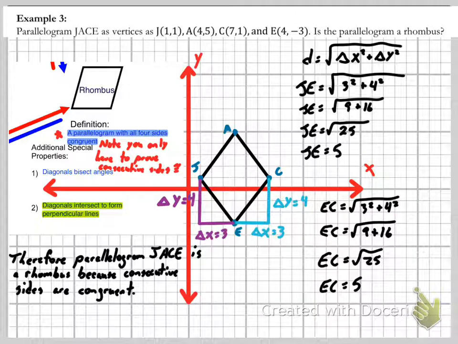The other thing you could have done instead is used this fact here that diagonals intersect to form perpendicular lines, but that's going to be a different calculation, where we would have to use slope. So we could prove that these diagonals here are perpendicular, but that's a different calculation.